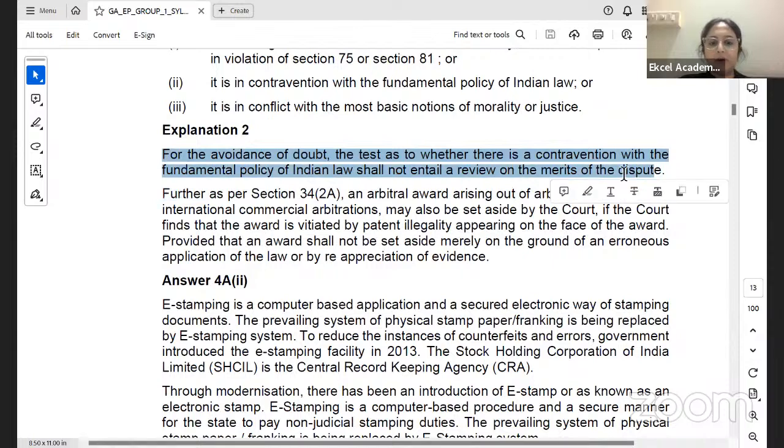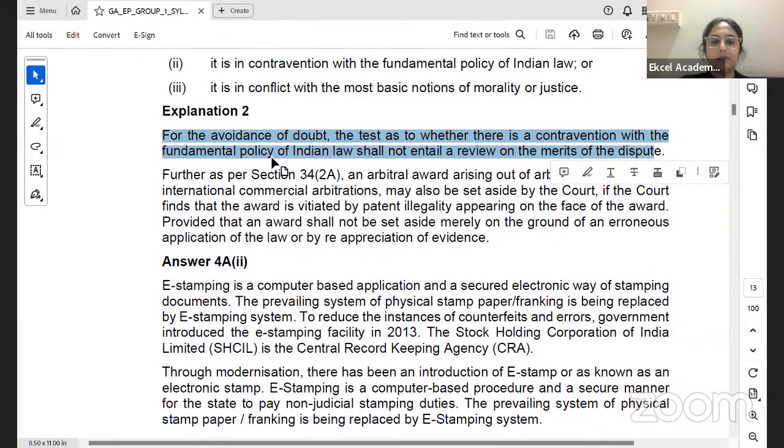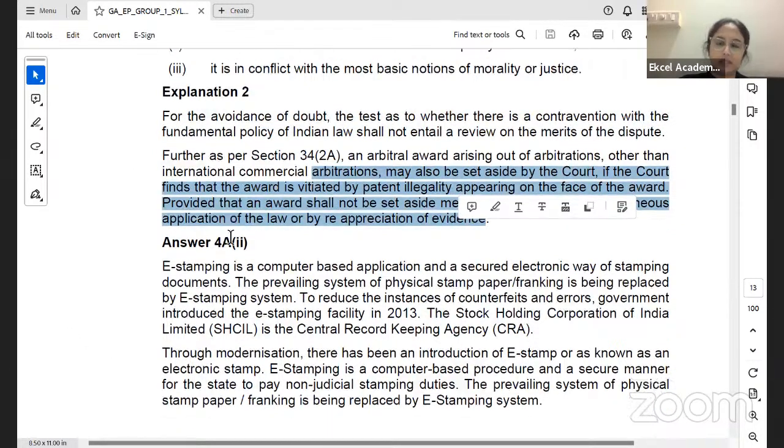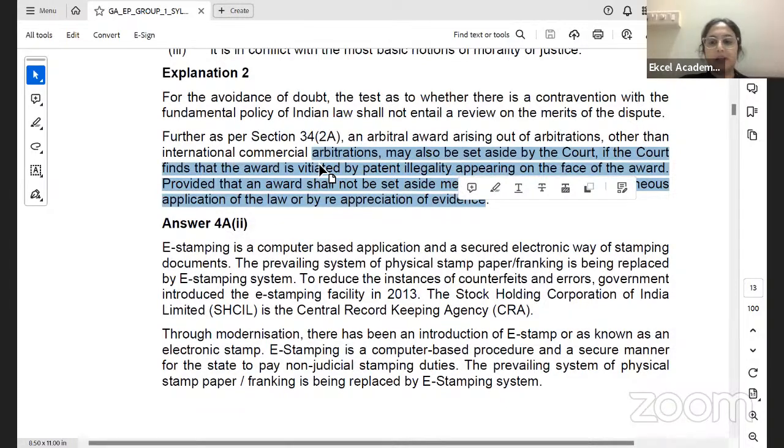So, for avoidance of doubt, the test as to whether there is a contravention with the fundamental policy of Indian law shall not entail a review on the merits of the dispute. Further, an arbitral award arising out of arbitration other than international commercial may also be set aside by the court if the court finds that the award is vitiated by patent illegality.